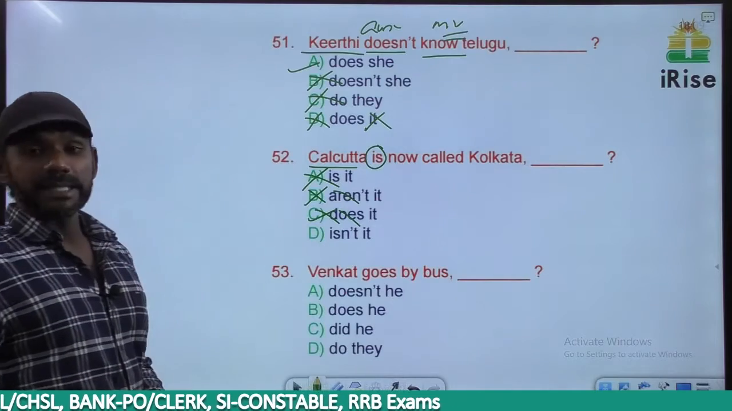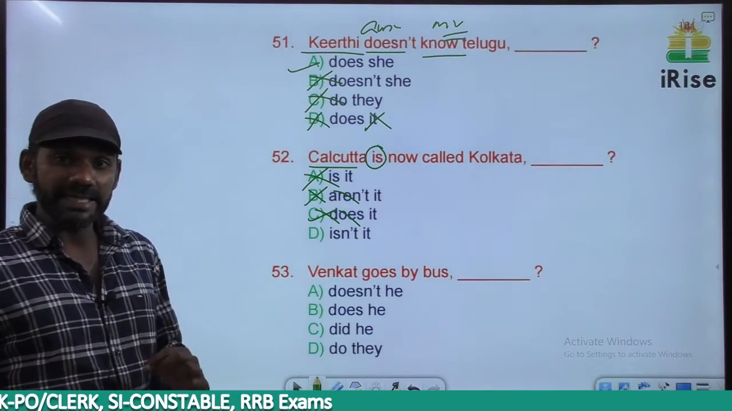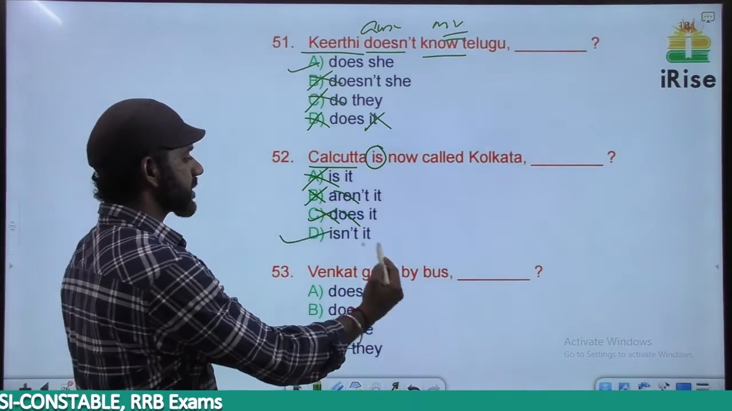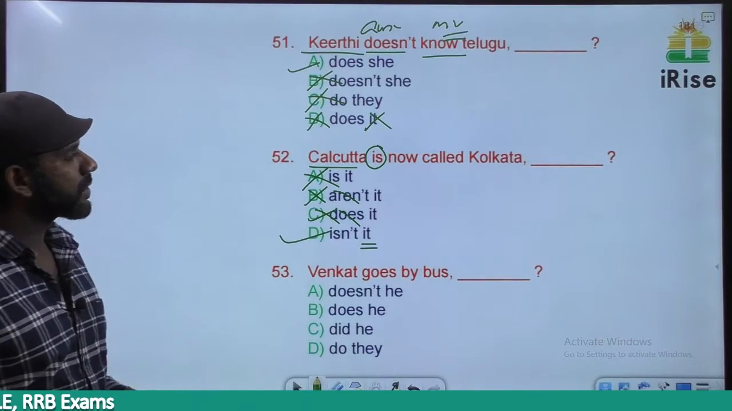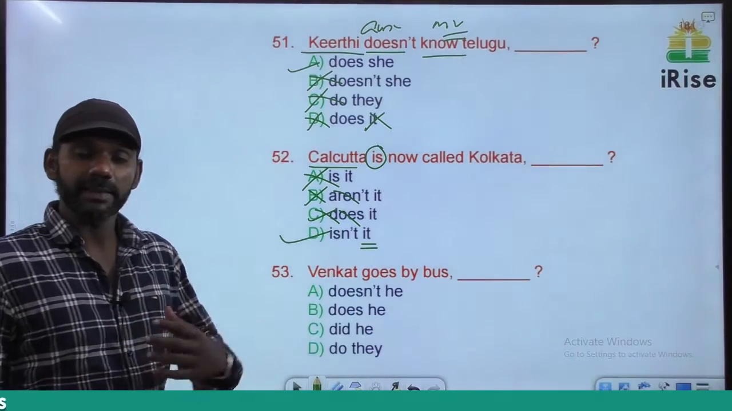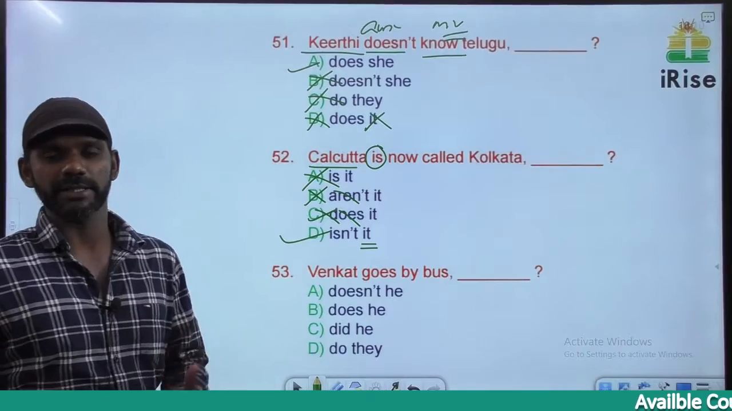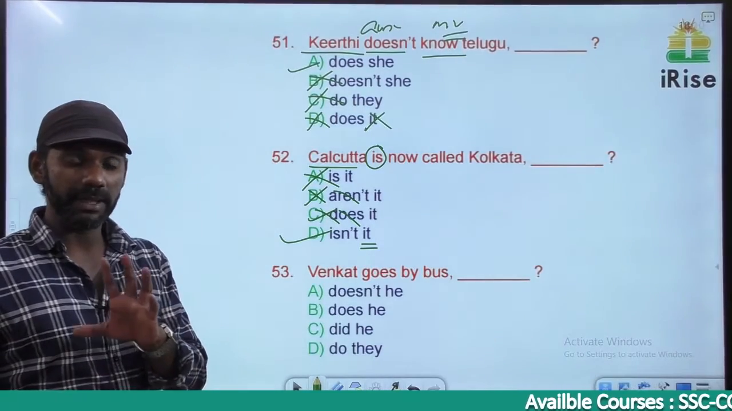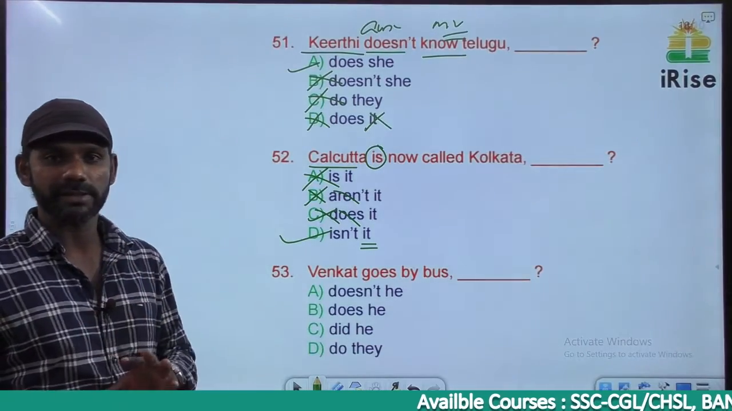Then Calcutta is a non-living thing. It. So isn't it. Calcutta is now called Kolkata, isn't it? That means isn't it called Kolkata? Is plus V3. Simple present in the passive voice.